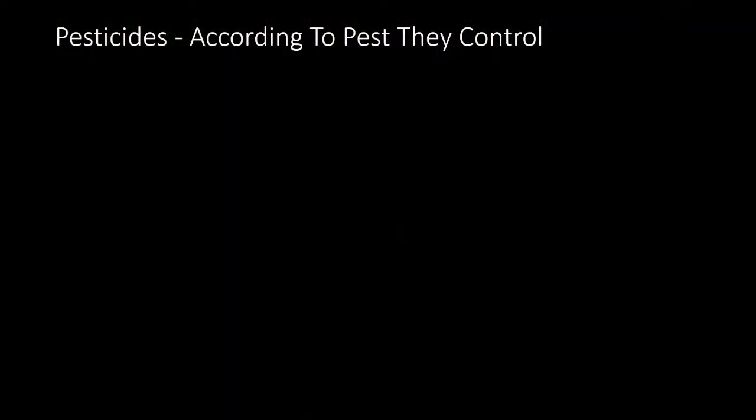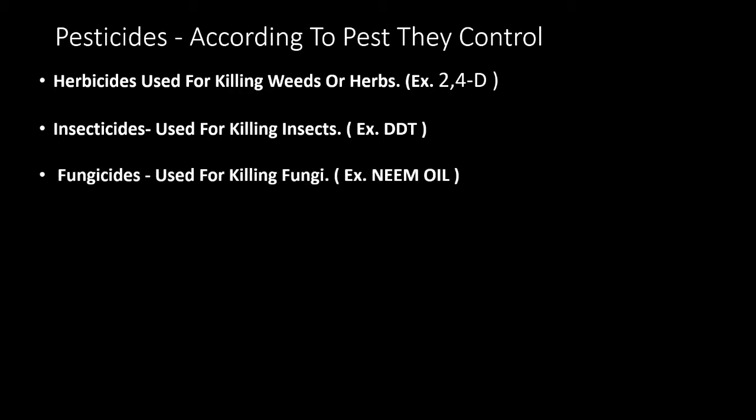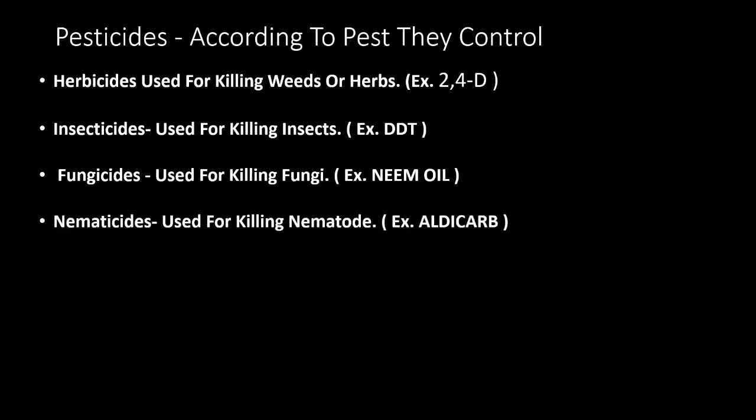Herbicides used for killing weeds or herbs. Example is 2,4-D. Insecticides used for killing insects. Example is DDT. Fungicides used for killing fungi. Example is neem oil. Nematicides used for killing nematode. Example is aldicarb.